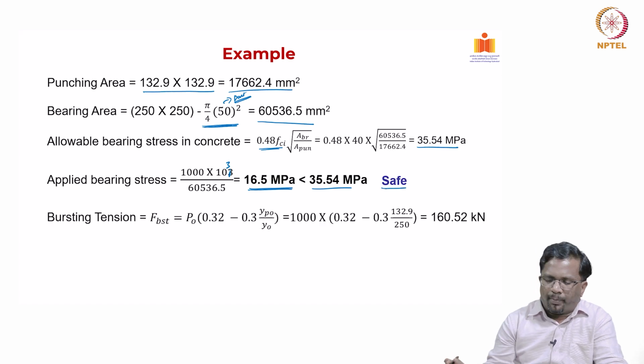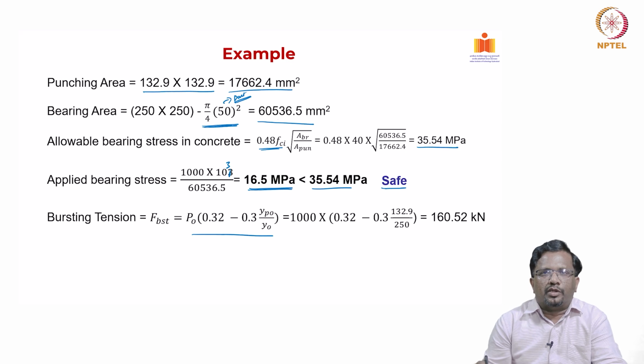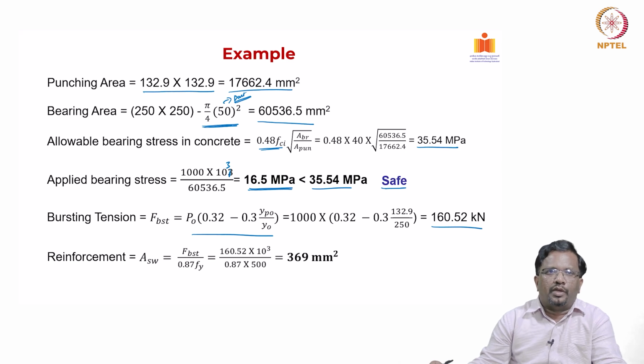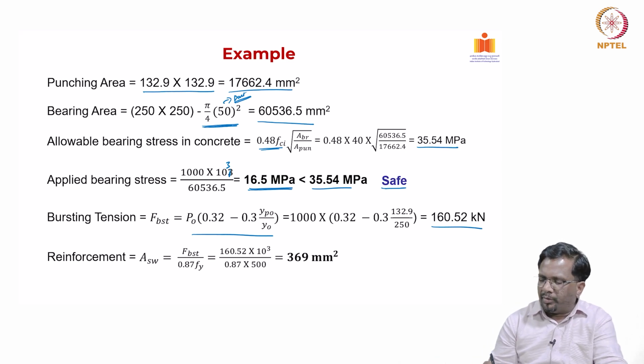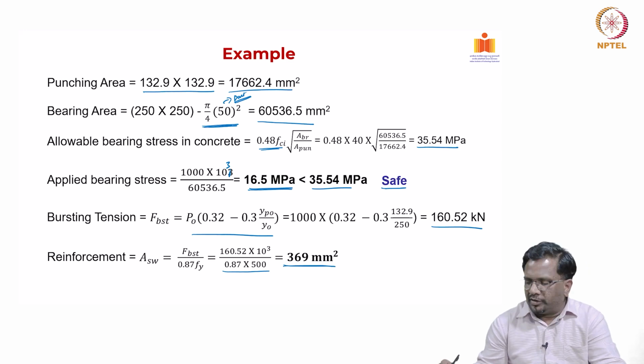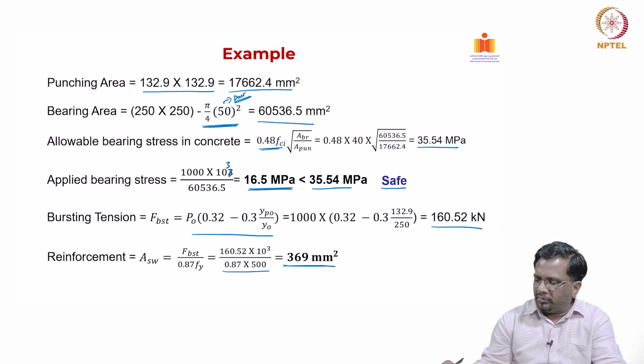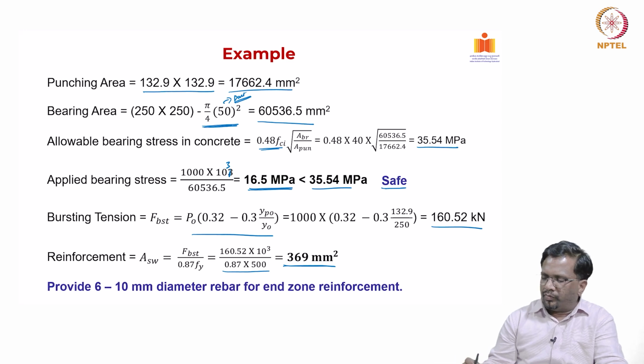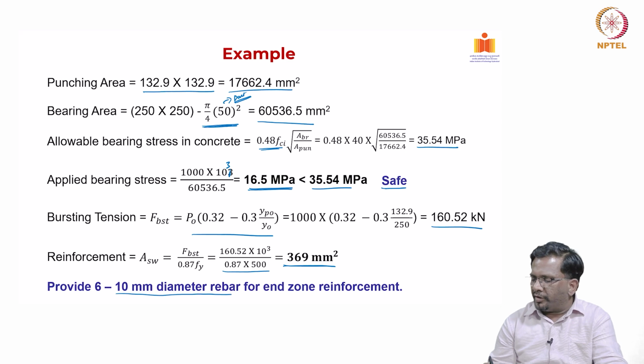So, it is safe, and the bursting tension force as per the code is P0 into 0.32 minus 0.3 into Ypo by Y0. So, you get a force of about 160.52 kilonewton, and reinforcement is Fpst divided by 0.87 into fy. So, which gives an area of 369 mm square. So, for that we say that okay, you go ahead and provide 10 mm diameter rebar for end zone reinforcement. So, 6 10 mm bars if you provide, it will be good enough.